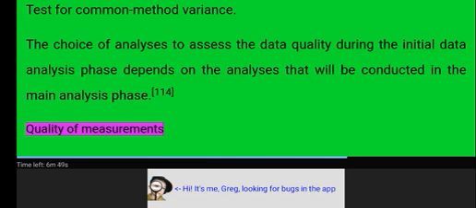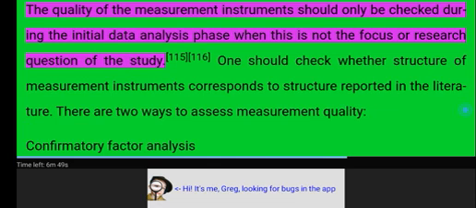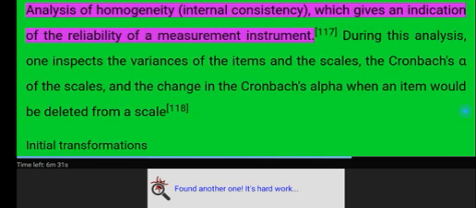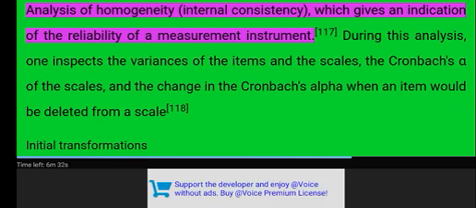Quality of measurements. The quality of the measurement instruments should only be checked during the initial data analysis phase when this is not the focus or research question of the study. One should check whether structure of measurement instruments corresponds to structure reported in the literature. There are 2 ways to assess measurement quality. Confirmatory factor analysis. Analysis of homogeneity, internal consistency, which gives an indication of the reliability of a measurement instrument.